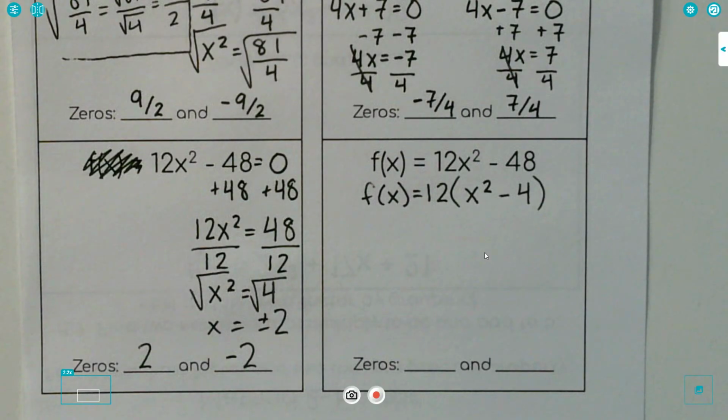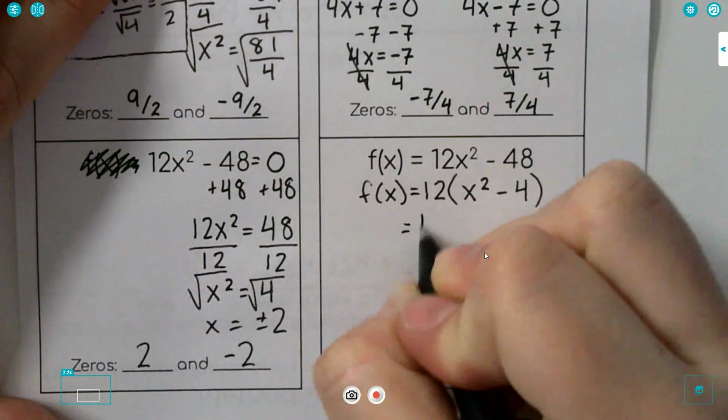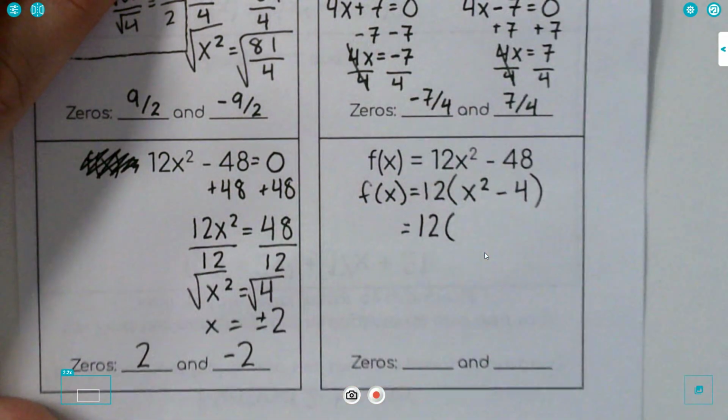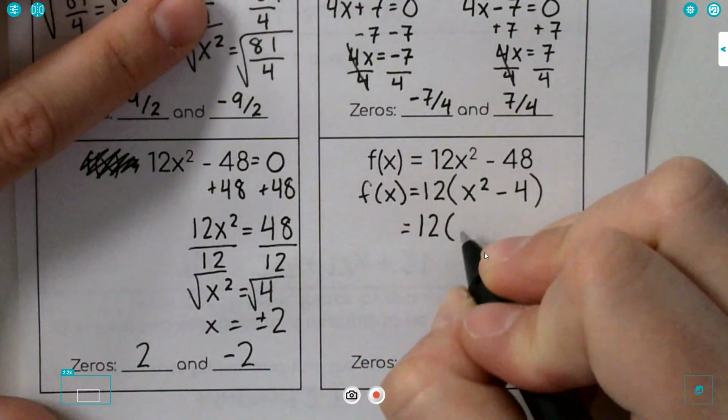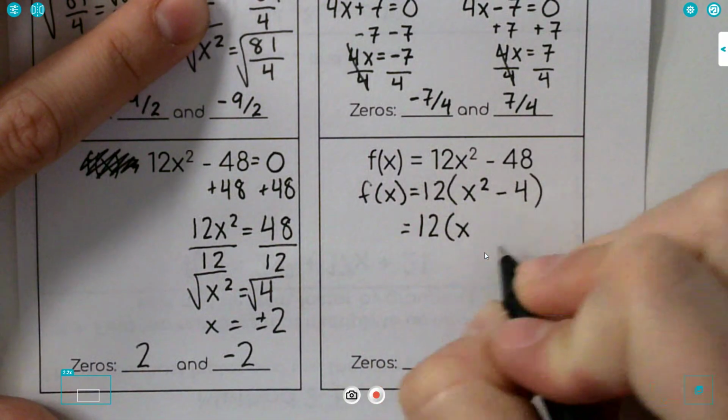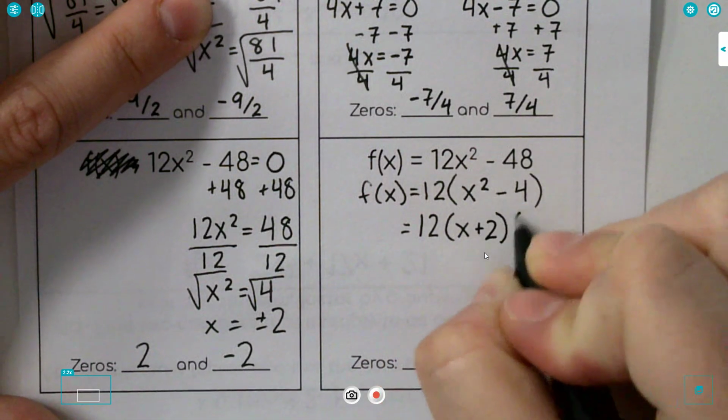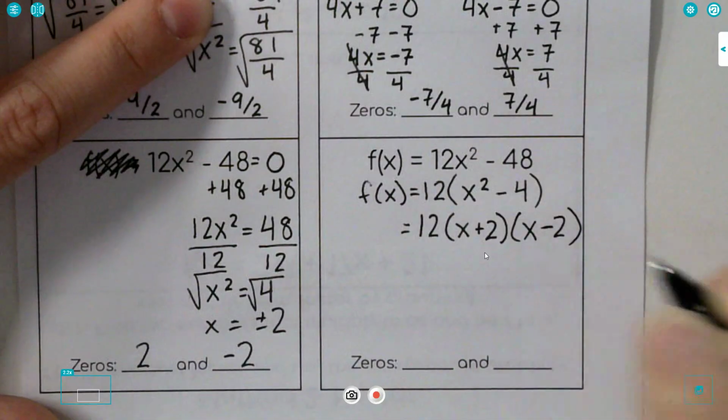And now we can factor that x squared minus 4 using difference of squares. So the square root of x squared is just x. What's the square root of 4? So x squared minus 4 can factor out to be x plus 2 times x minus 2.